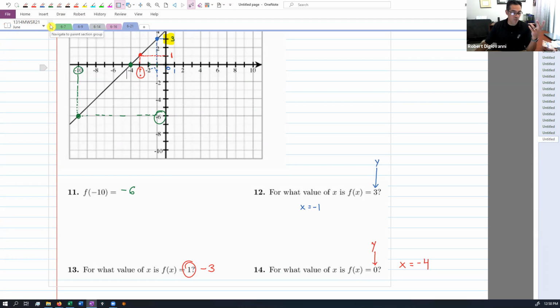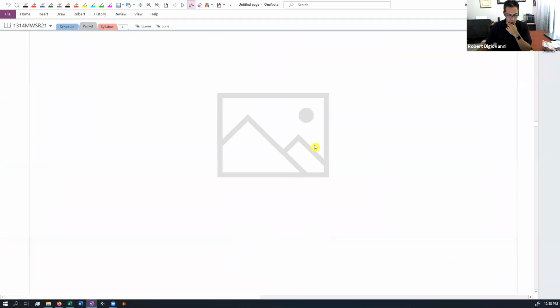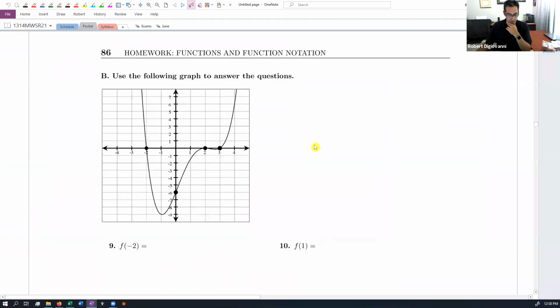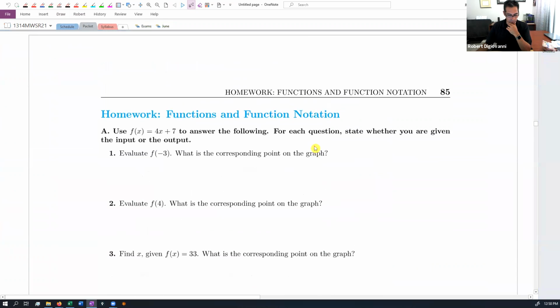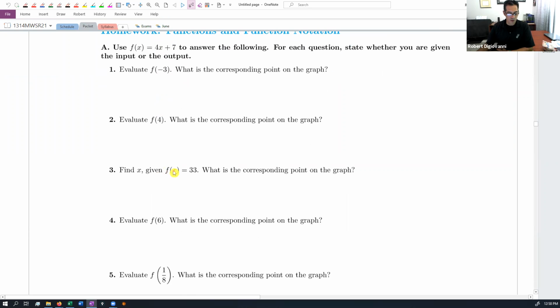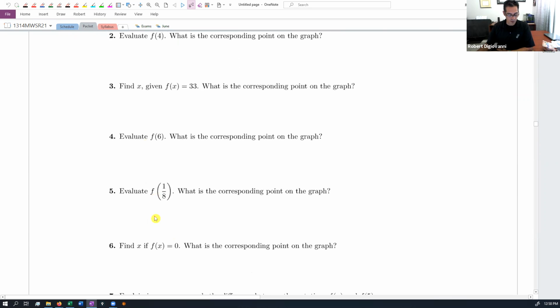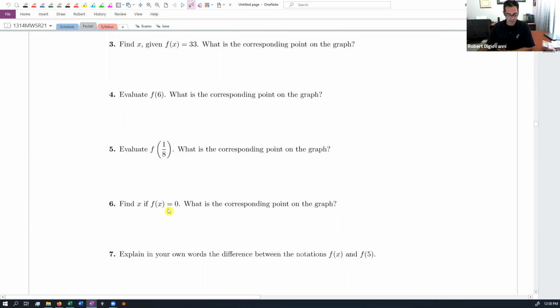Let me tell you what homework to look at of the packet. So for this, where is it? Okay, so it's on page 85. They give you a function. They ask you to plug in -3, plug in 4. When is the function 33? Plug in 6, plug in 1/8. I didn't do this. Use a calculator if you need to, okay? When is the function 0?